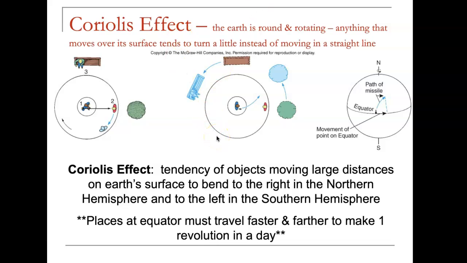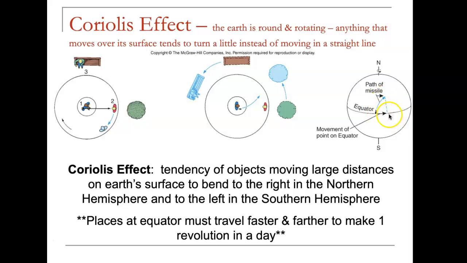The Coriolis effect occurs because the Earth is round and it's constantly rotating, right? Anything that moves over its surface, including us, we are in constant motion, but anything that moves over the Earth's surface, for example something like an airplane, tends to turn a little instead of moving in a straight line. Here they're showing you that with the path of a missile, right?